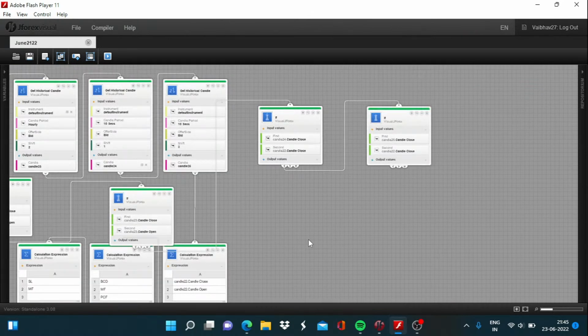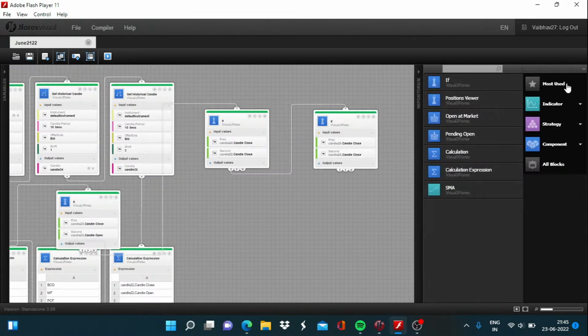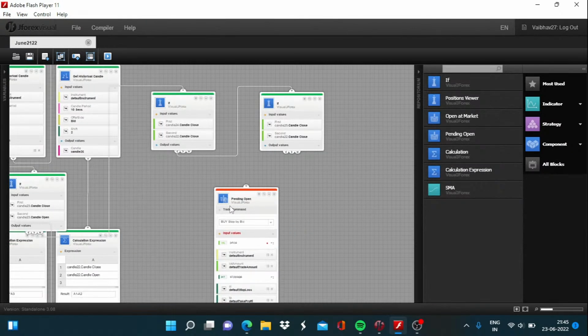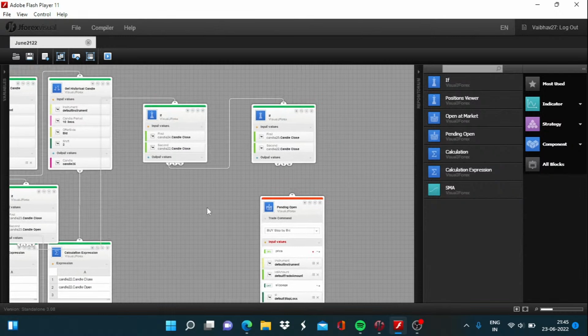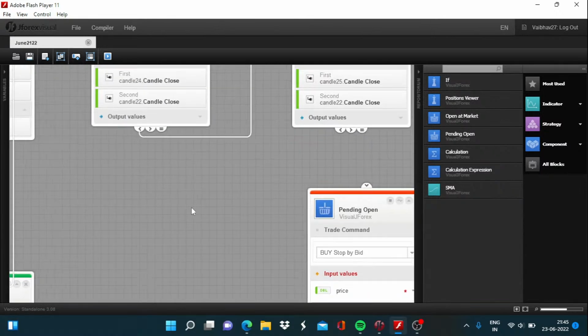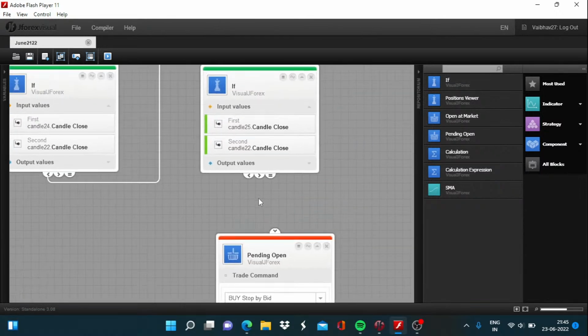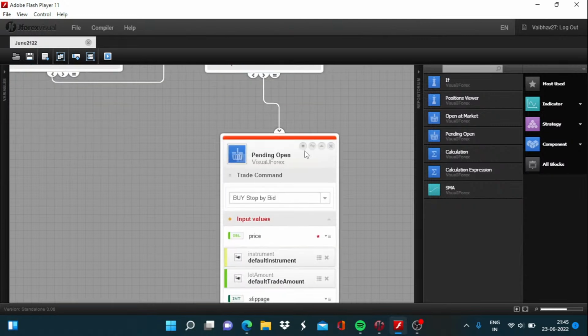And after that we get in the trade command block, pending open. First input greater than second input, and there will be a limit order, sell limit.